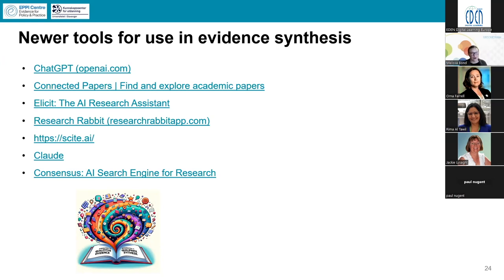ChatGPT, as we know, or other large language models that are able to support the evidence synthesis process. Connected Papers, Elicit, Research Rabbit, and I've got a whole range of different things there. And I'm going to share my slides as well. I'll probably post them on my website. I'll pop my website address in the chat shortly, so that you can find it and you can click through.